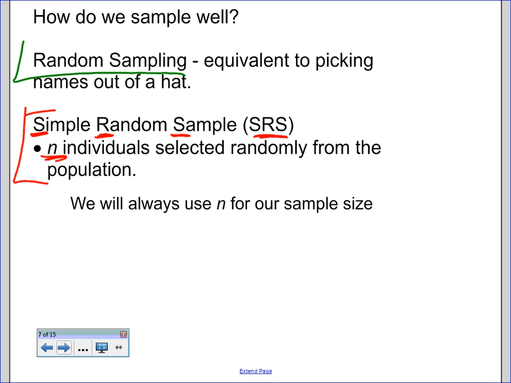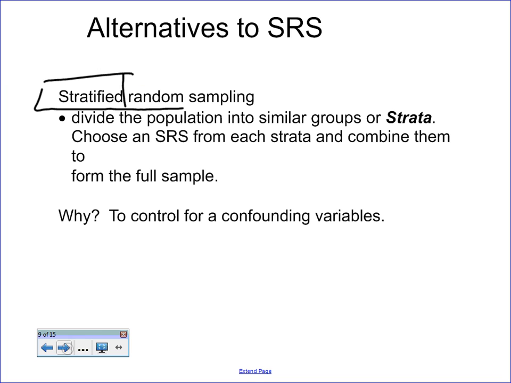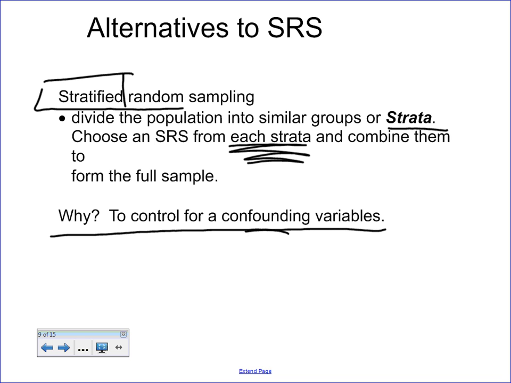So that's when you do a stratified sample: you divide your population up into different similar groups, or strata. And then you take an SRS from each of the strata and combine them to form the full sample. We're going to play with this in class the next two classes, so right now I just want you to know this definition. And the reason you do it is to control for confounding variables.